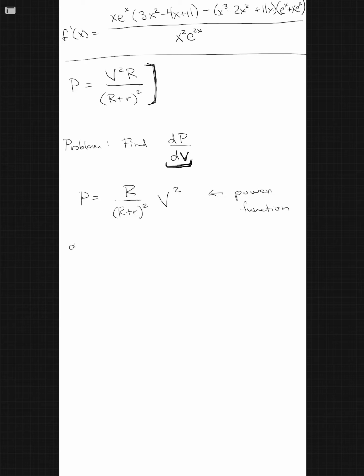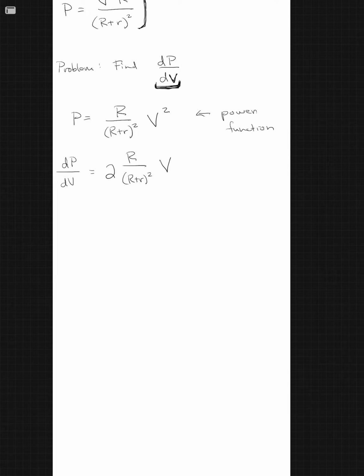All right. So we can say dP/dV equals 2 times the constant that was already there times V to the 2 minus 1, but that's just 1, so it's just V, right? So if we wanted to find dP/dV, we could have done that last time. It's just a power function with a really weird looking constant, right?